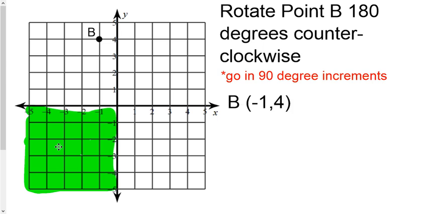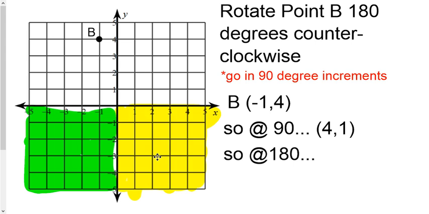So let's go get the coordinates of B, which is -1, 4. And in this quadrant, I need to flip-flop them. So at 90 degrees, it would be 4, 1. Again, I'm not worried about the signs. But I want to go 180 degrees, so I need to go from this quadrant to this quadrant. So we rotate again. And so at 180, we take our values and we flip-flop them yet again.